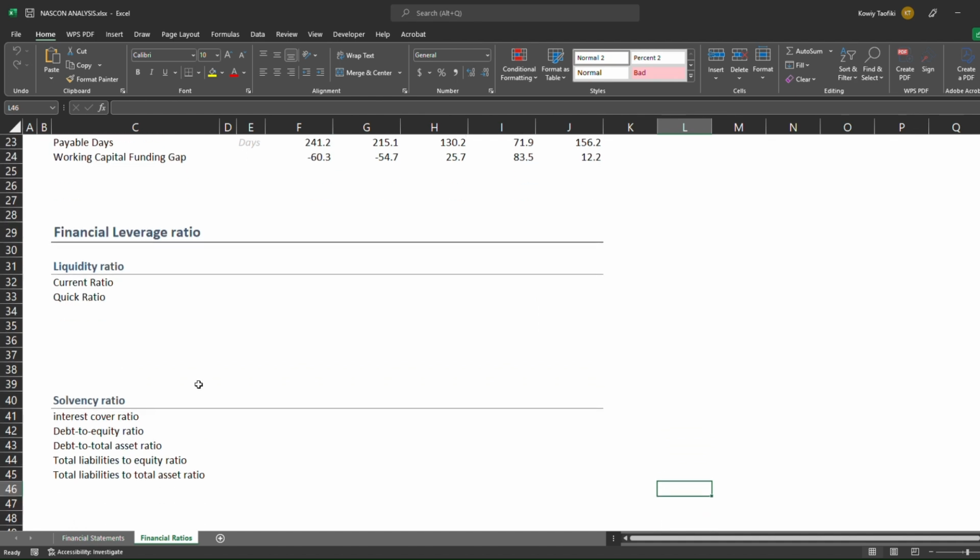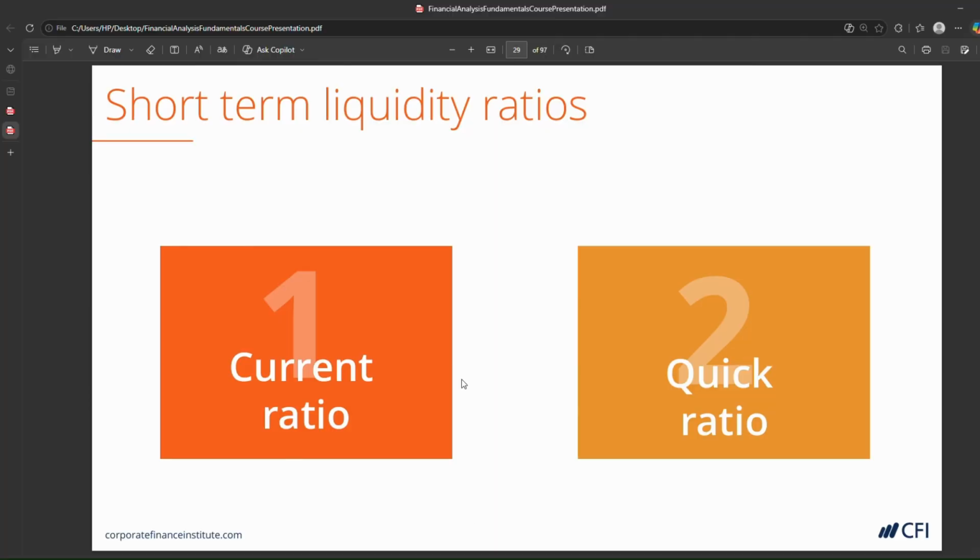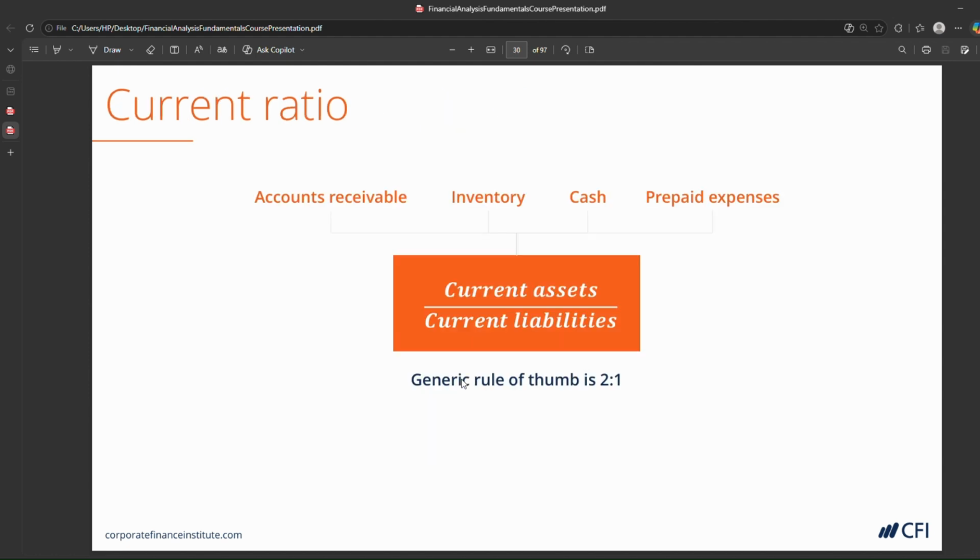We're going to be taking a look at financial leverage ratio. We'll be looking at short-term liquidity ratio, which is the current ratio alongside the quick ratio. Like we normally do, we're going to look at the calculation of this ratio before we move on to the interpretation of this ratio. So we still stick to our CFI Institute's report. So we have short-term liquidity ratio, we have the current ratio alongside the quick ratio.